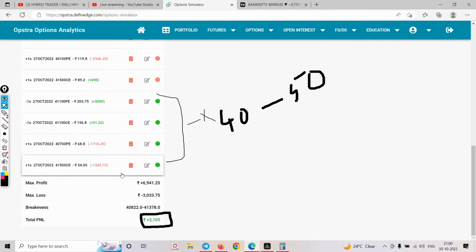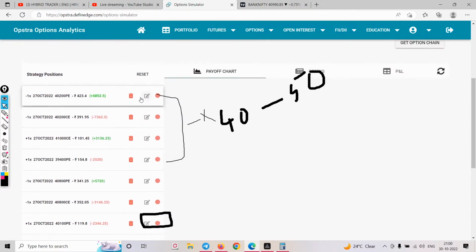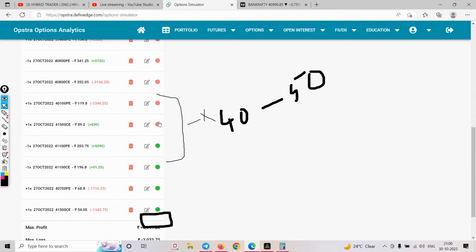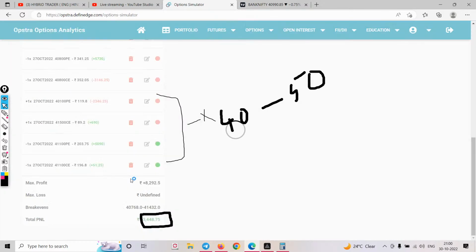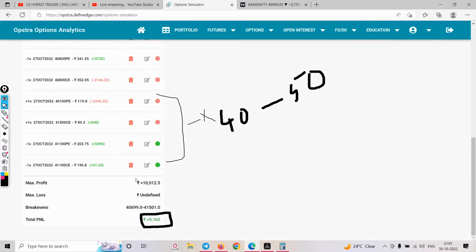Now what I'll try to do, I'll delete all these legs. First I'll take you back to the original iron fly. I'll delete all these legs. Meanwhile, guys, if you have any questions, please let me know. This is taking time. Any questions on this strategy?